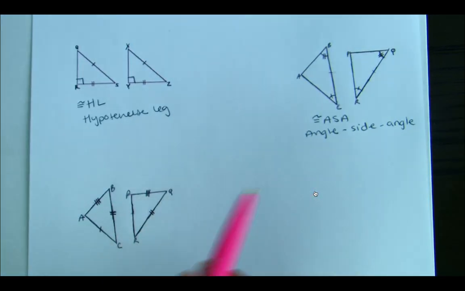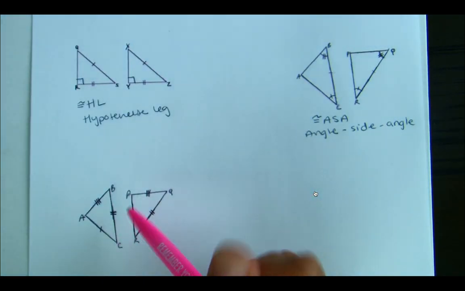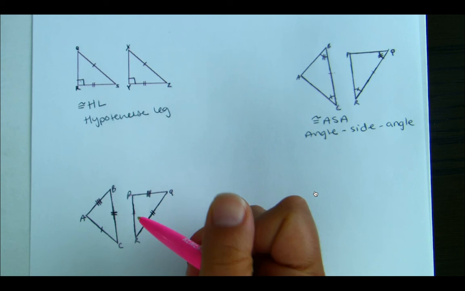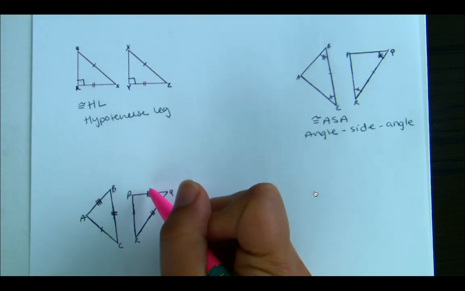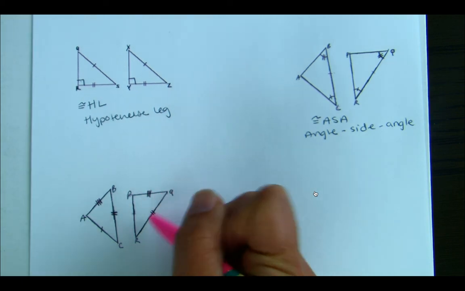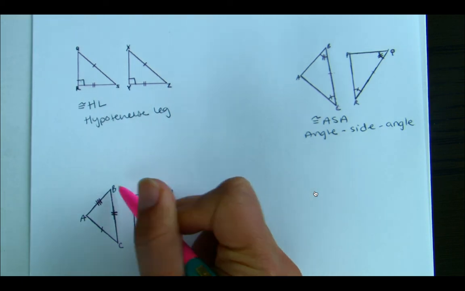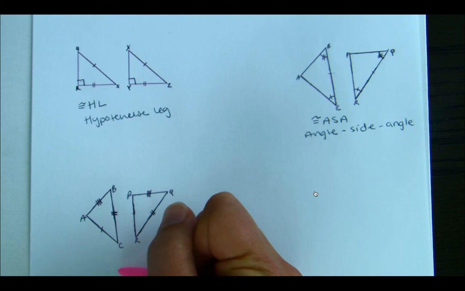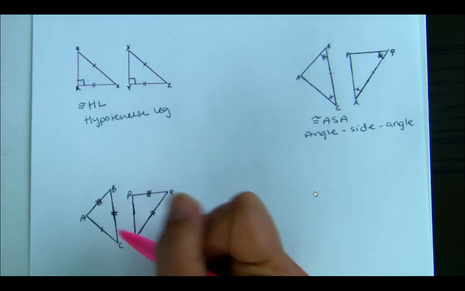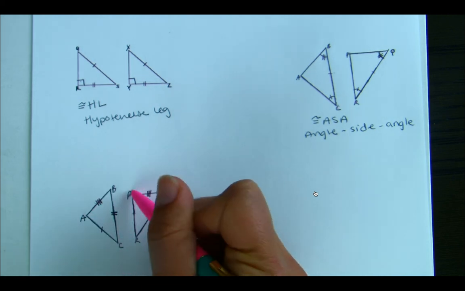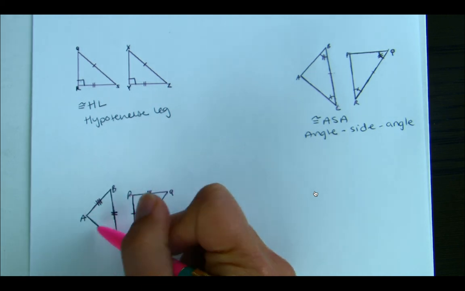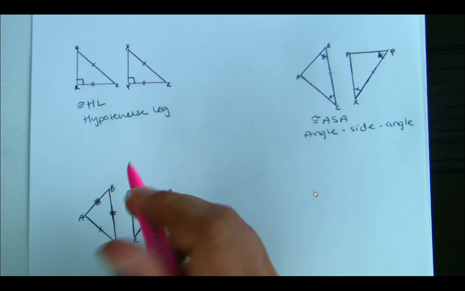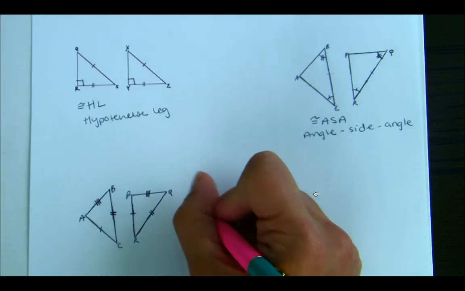Lastly, we have these two triangles. AB is congruent to PQ. QR is congruent to BC. And CA is congruent to RP. And we can tell based on the markings that we have. So this is side, side, side.